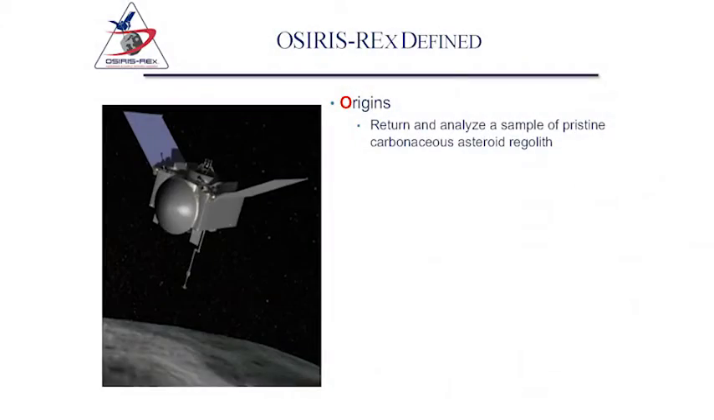Like all good missions, OSIRIS-REx is actually an acronym for many more words. We start with the O in OSIRIS, which stands for origins. So one of the primary motivations for this mission is to obtain a pristine sample of material from an asteroid that is called carbonaceous. So it has a lot of organic material on it.